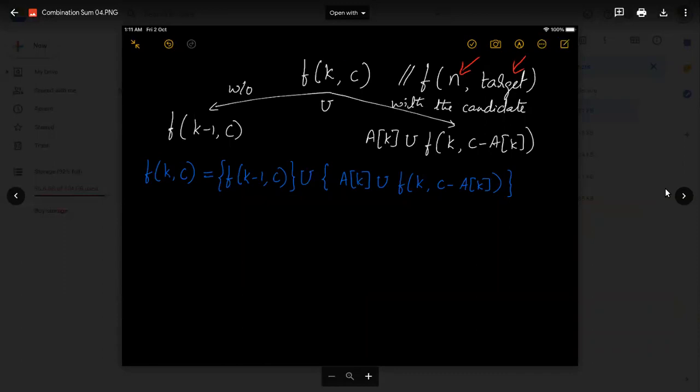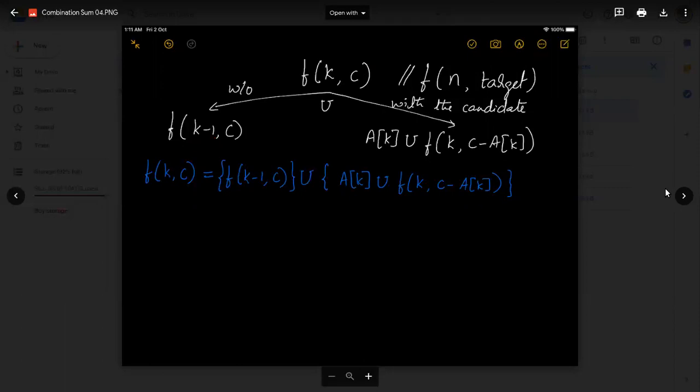So there are k candidates, the first k candidates in my array of candidates, and this is the capacity or the target, the remaining capacity in a way. To start with, that is equal to target. So there are two paths here, without and with. Without is going to basically ignore that last kth element and only consider the first k minus 1 elements.